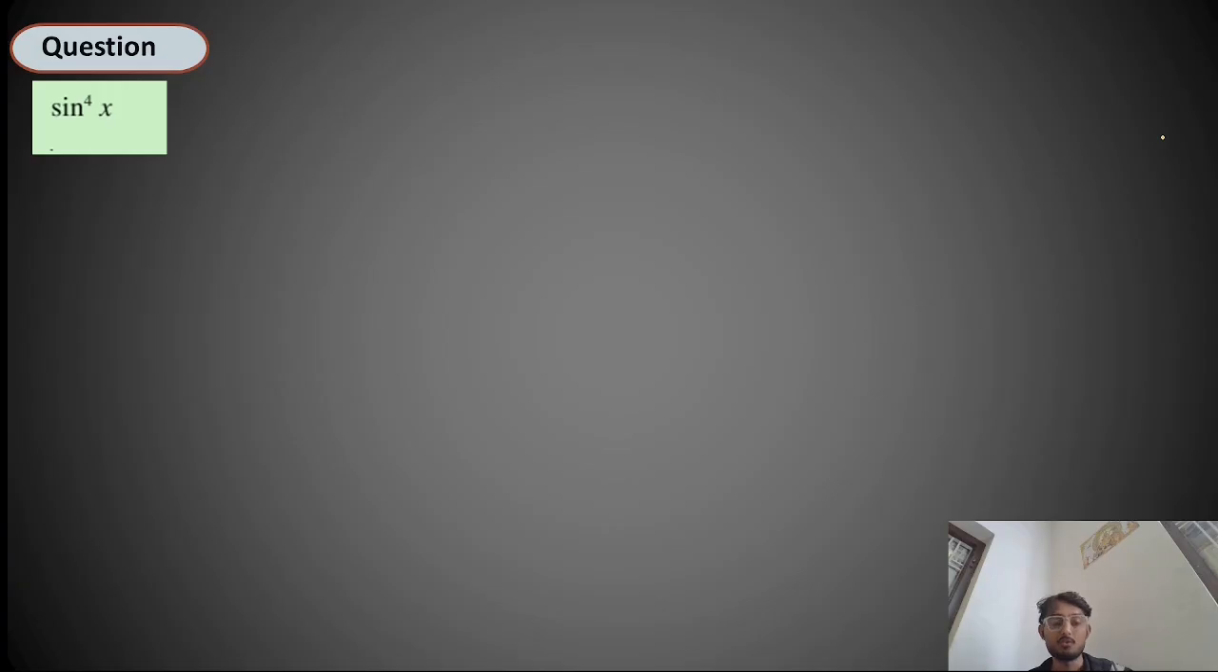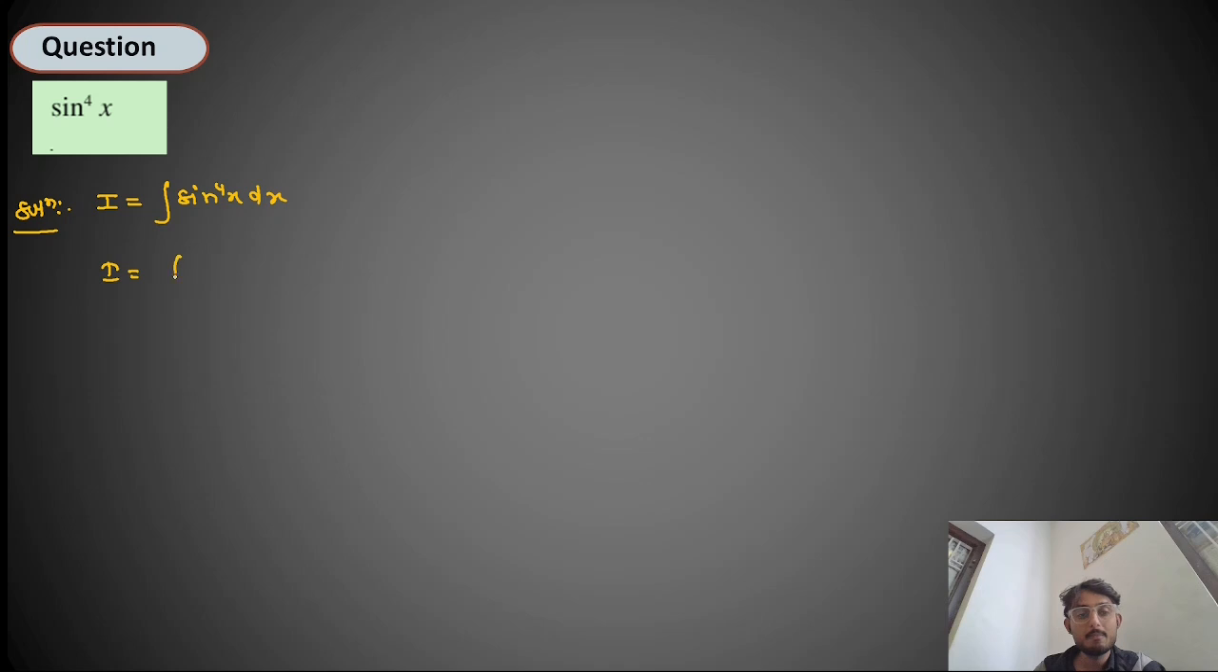Sin raised to power 4 x. How can you find the integration of this term? I have already mentioned that you have to eliminate this power by using any kind of trigonometric identity. So solution: I equal to integral of sin raised to power 4 x dx. How can you solve this question?